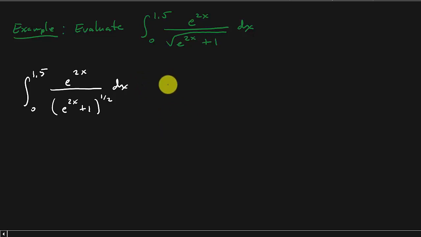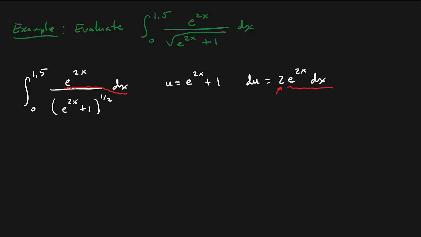All right, so I'm going to let u equal e to the 2x plus 1. And so du is equal to e to the 2x times the derivative of the exponent, times dx. And so you can see here, I've got the e to the x dx. I'm just missing that 2 there. So remember, we can multiply by 2 and then come out here and multiply by 1/2.